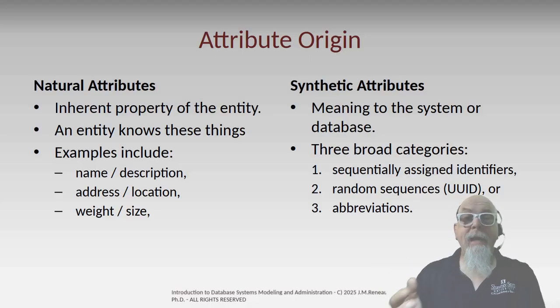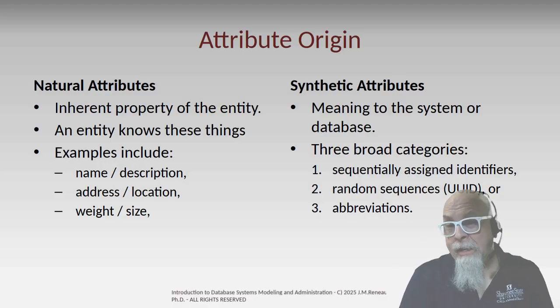For instance, a name, a description, an address, a location, a weight, a size, a color, all of those kind of natural things that go along with an attribute. A person would have a natural attribute of language spoken, birthday, name, address, country they were born in, all kinds of these natural attributes that an entity would know about itself.